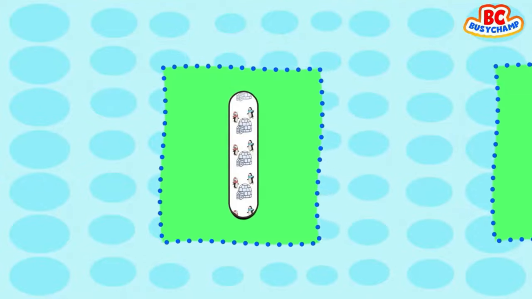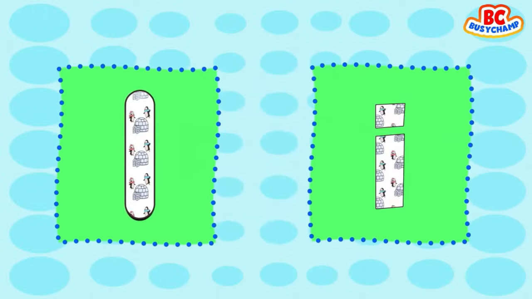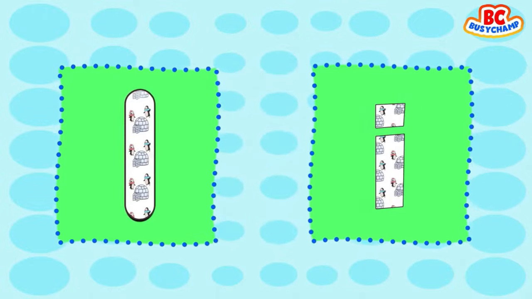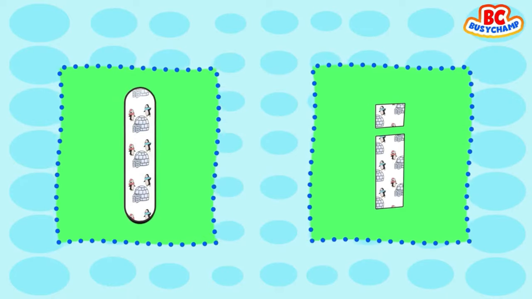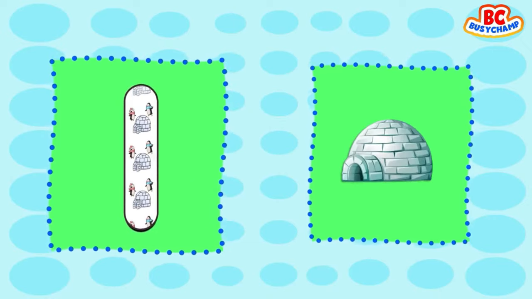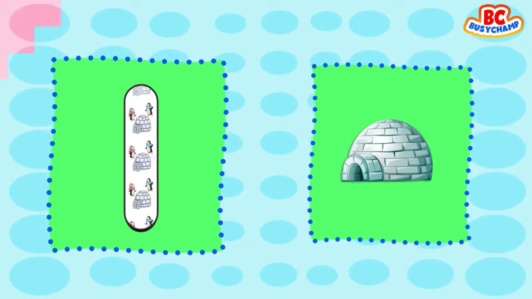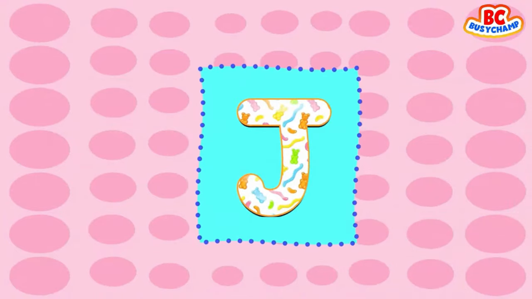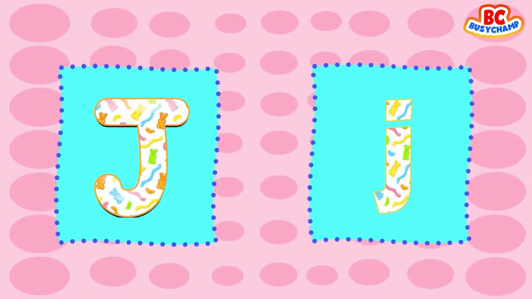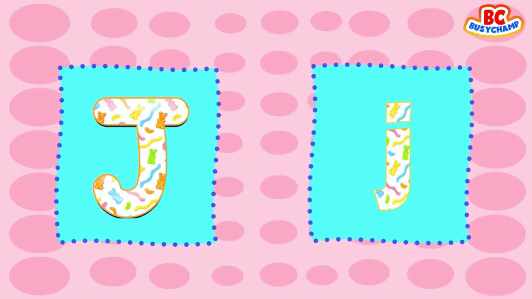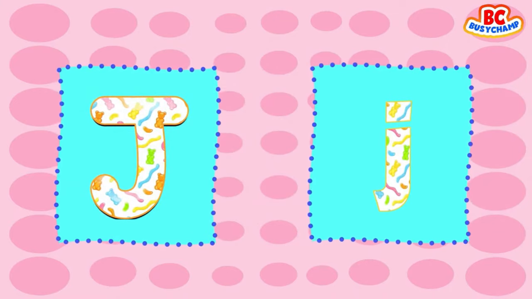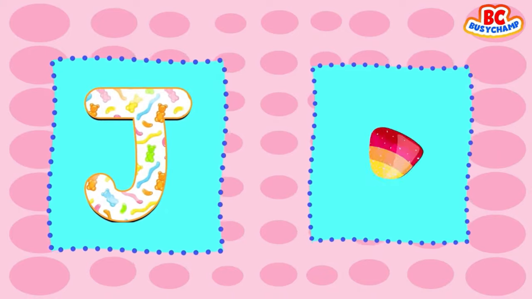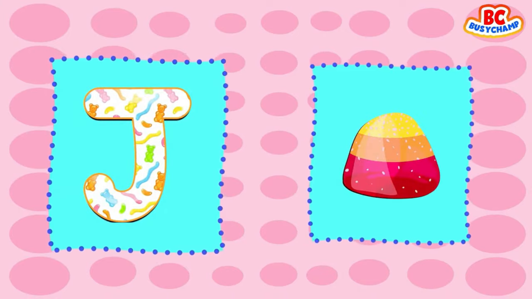I. The sound of the letter I is I. I for igloo. Letter J is J. J for jelly.